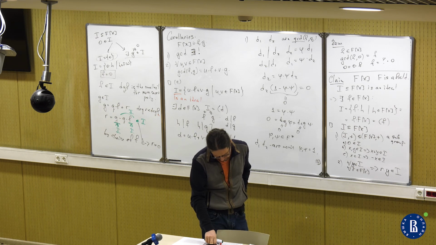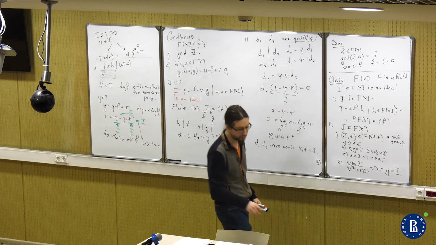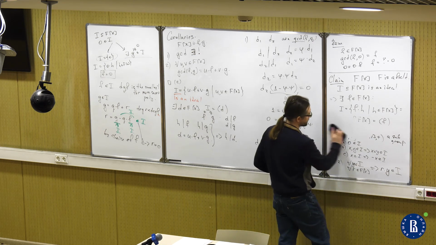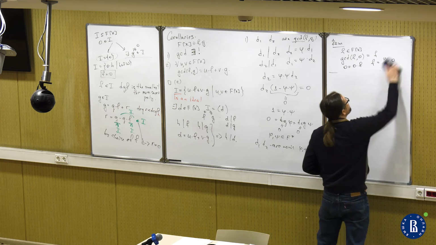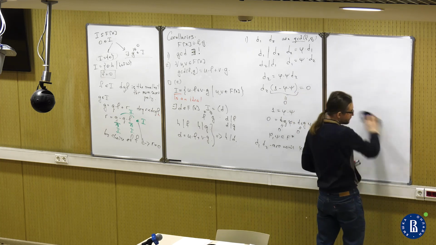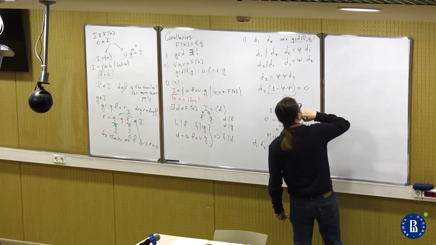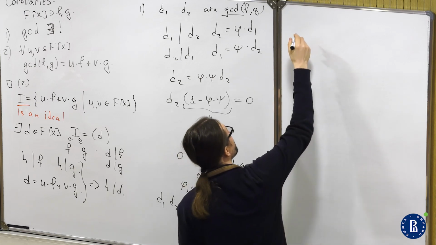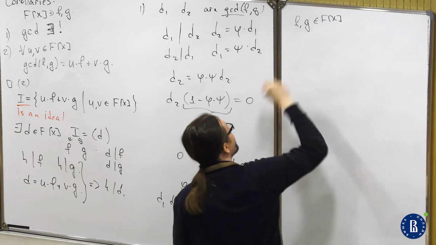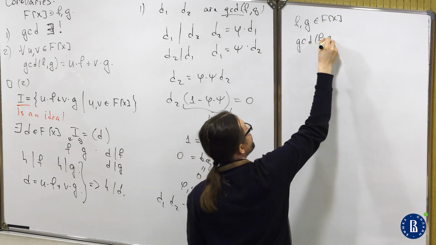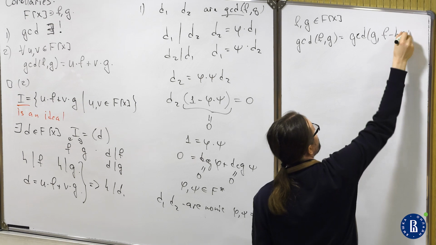Now, let me show you another example of the application here. So how to compute the greatest common divisor? There is a very simple algorithm, which is based on the Euclidean division algorithm. So if you have two polynomials, f and g, then GCD of f and g equals the GCD of g and f minus hg.